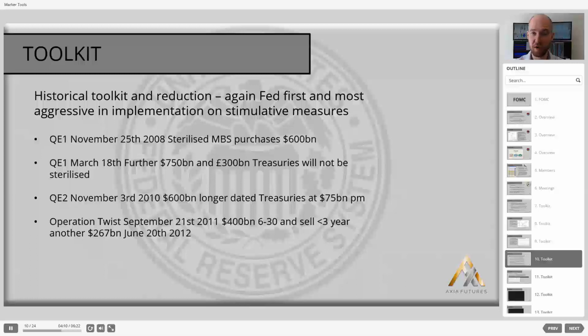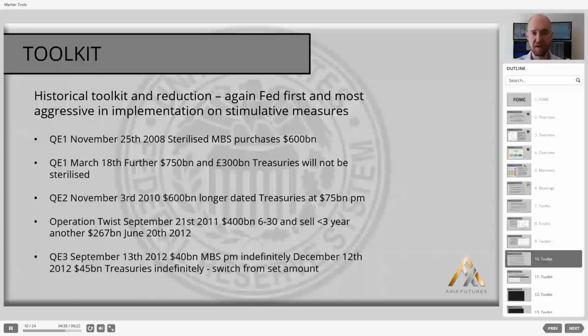They also did sell some of their short end bonds as well, which served to push up yields in the short end a little bit and yields down in the long end. They then increased this as well. So first up they did 400 billion of this twist. They then increased that by another 267 billion in June 2012.